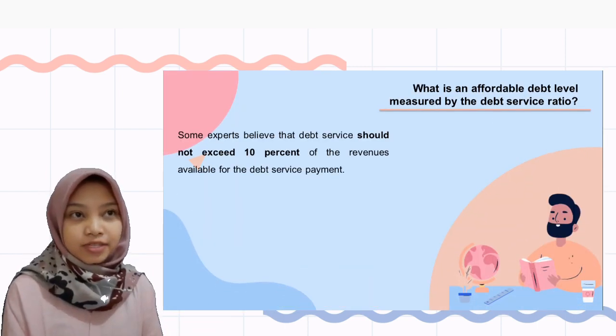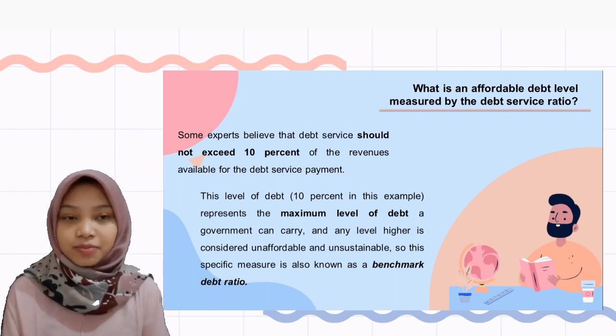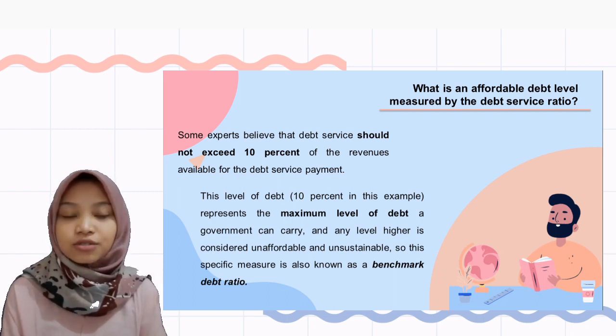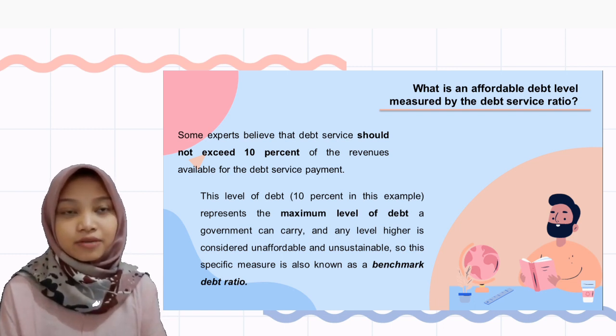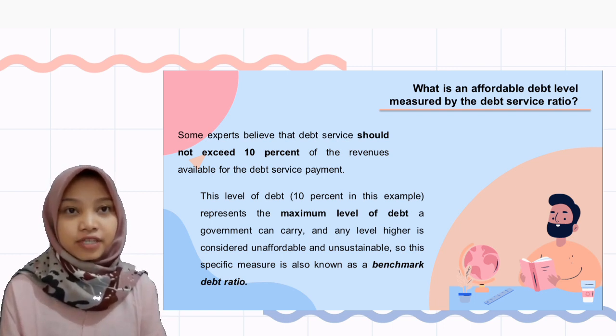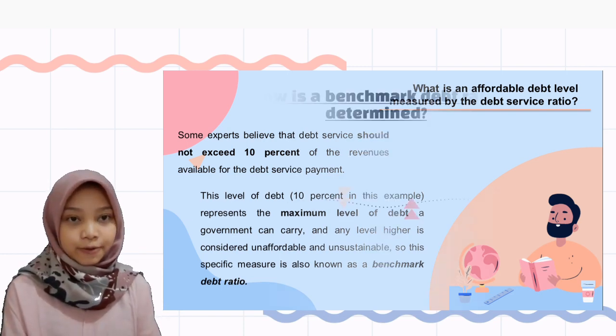So why is the debt service ratio very popular? Because some experts believe that debt service should not exceed 10% of the revenue available for debt service payment. This level of debt represents the maximum level of debt a government can carry, and any level higher is considered unaffordable and unsustainable. So this specific measure is also known as the benchmark debt ratio.